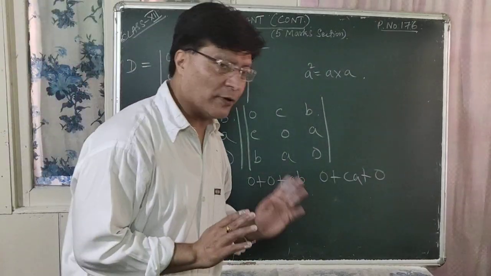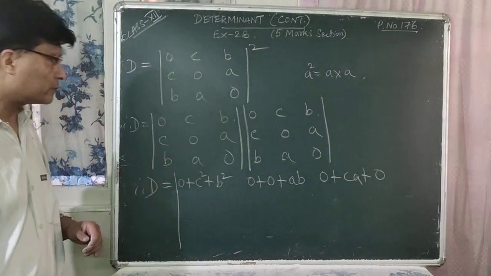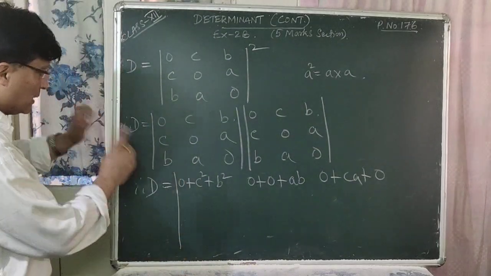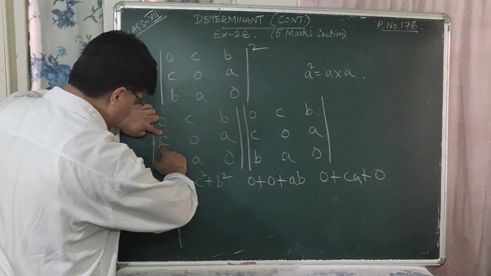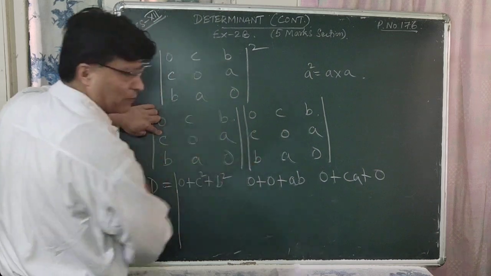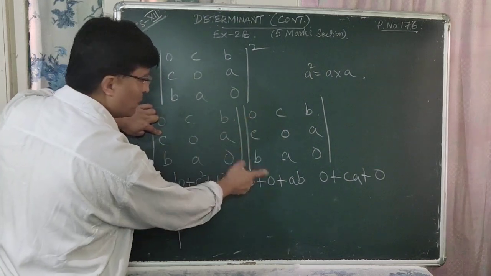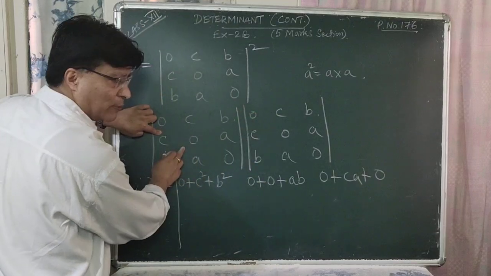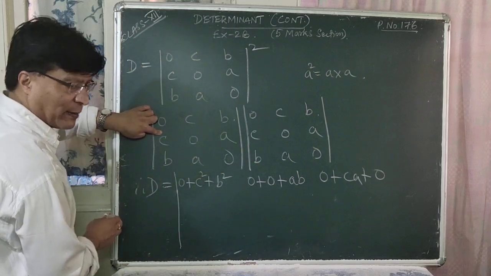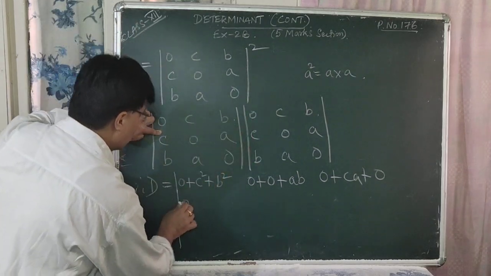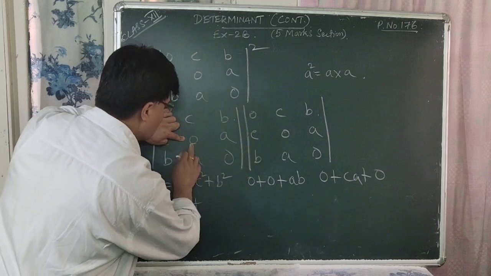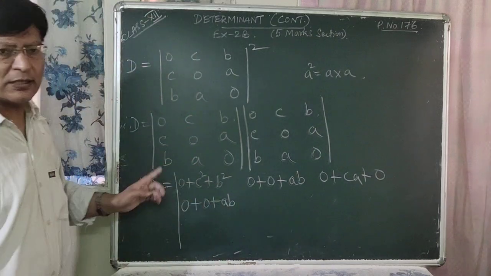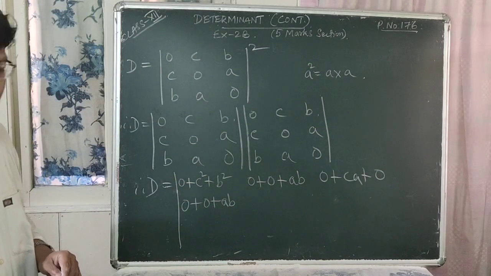So now the first row work is complete. Now the second row. What will be the first element of the second row? Now you should multiply this second row by first column. The corresponding elements should be multiplied. That means first element should be multiplied, second element should be multiplied, third element should be multiplied. That is c into 0, 0 plus 0 into c, 0 plus a into b, ab. Now this is the first element of the second row, right?